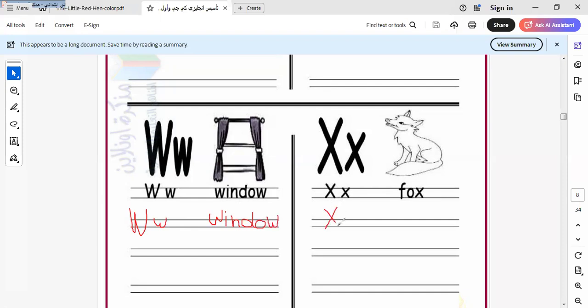Capital X and small x. You can't have many words started by X, so here we use X as a replacement. Here in this word we have fox. Okay, capital X and small x, capital W and small w. Let's go to another letter.